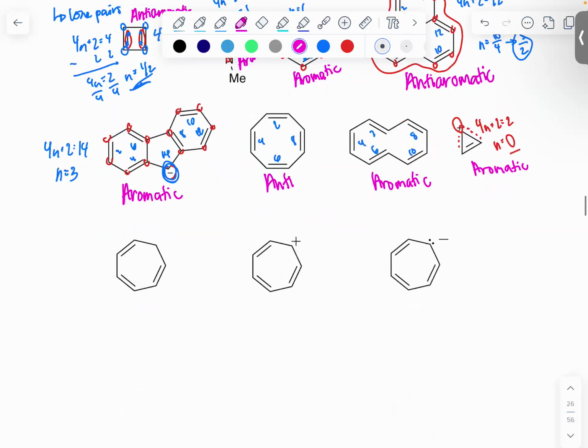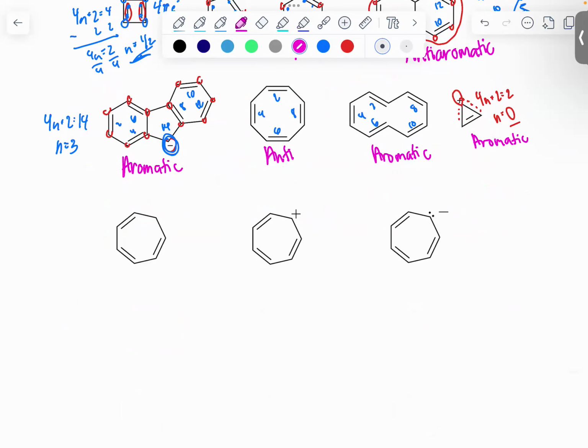Now, with these final 3, you'll see that the only thing changing between these 3 is what's going on with this carbon. So in this first one, we don't have any charge. That means that there are 2 implied protons here. That means that all of the electrons available to this carbon are locked up into sigma bonds. We have no pi bonds there, which means not a conjugated system, and therefore neither.